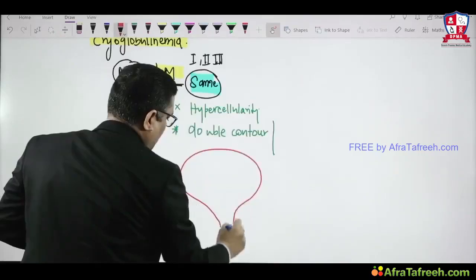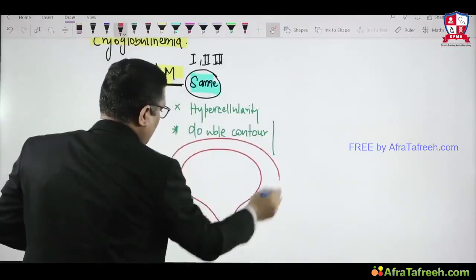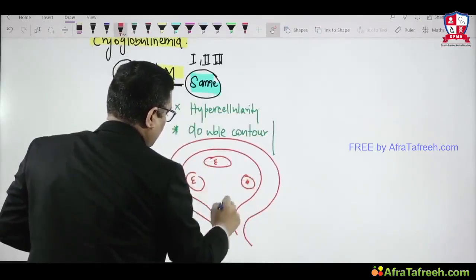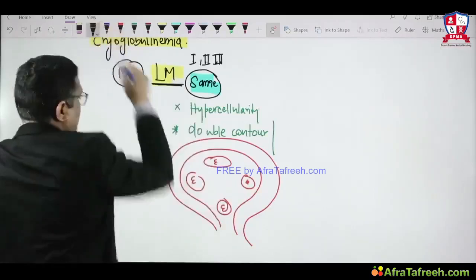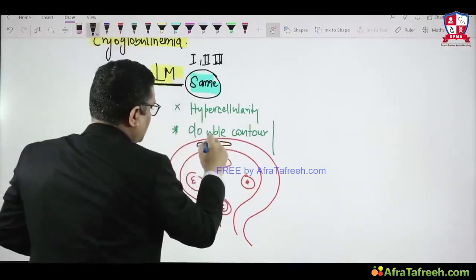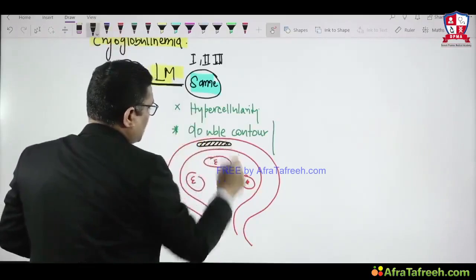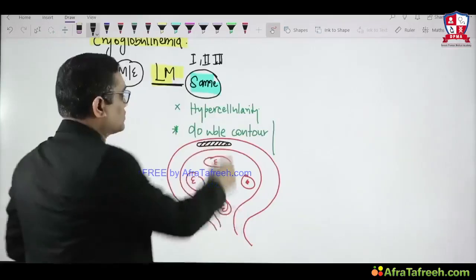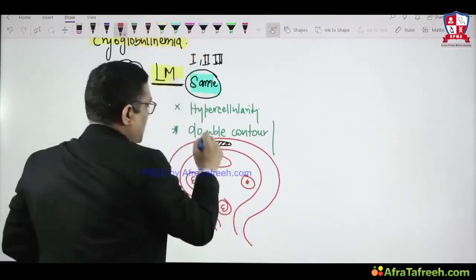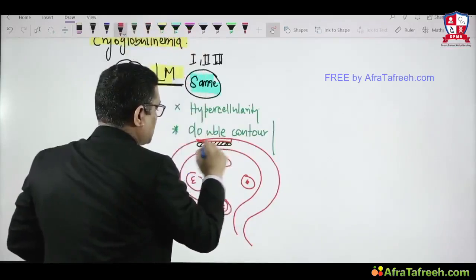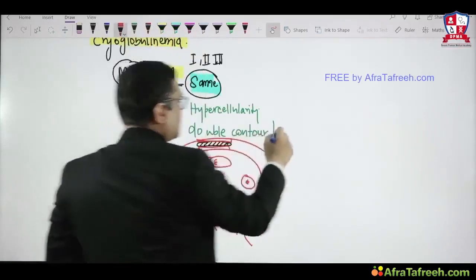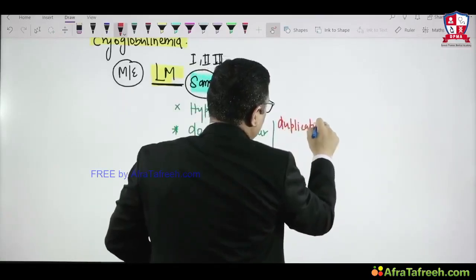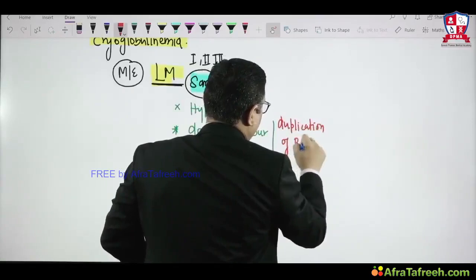Suppose this is the capillary, basement membrane, endothelial lining, right? So when immune complex deposit is here, suppose this is the immune complex deposit between the basement membrane. So when they are depositing between the basement membrane, then also we can see there is a double contour. So we are thinking like the basement membrane is having two layers. There are two basement membranes. So this is called double contour, or it is also called duplication of the basement membrane.